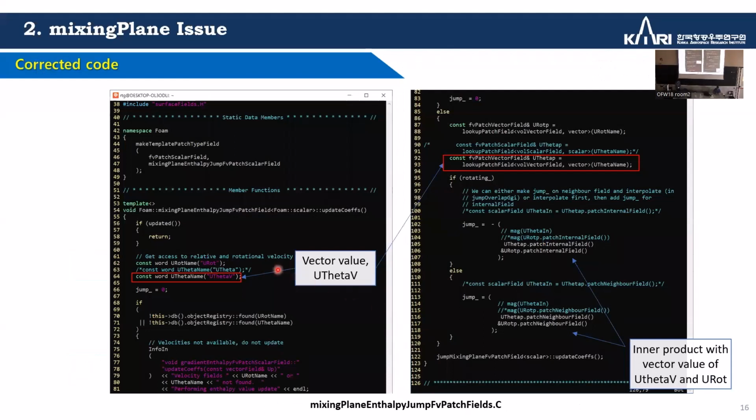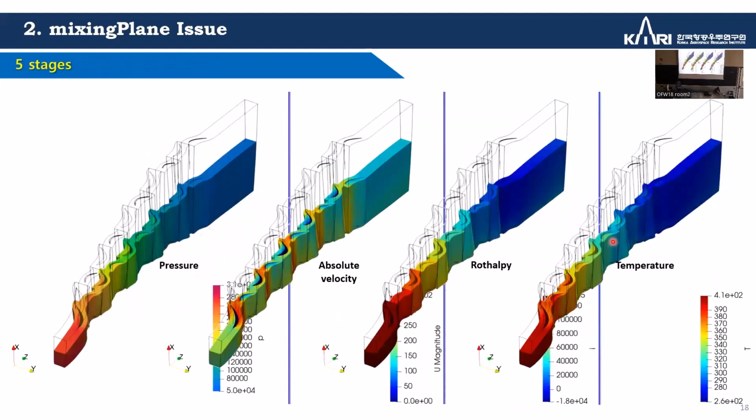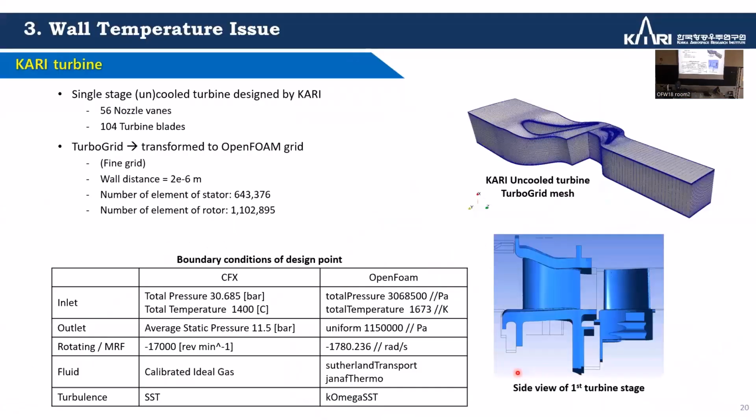So I corrected it using the vector value and the inner product using the percent operator here. And so you can see here, before we got the discontinuity result, but after the correction, I made the result with a continuous temperature field. So one thing is solved, I think. And this is a 5-stage turbine, and here also the temperature field was continuous. So okay, it's okay.